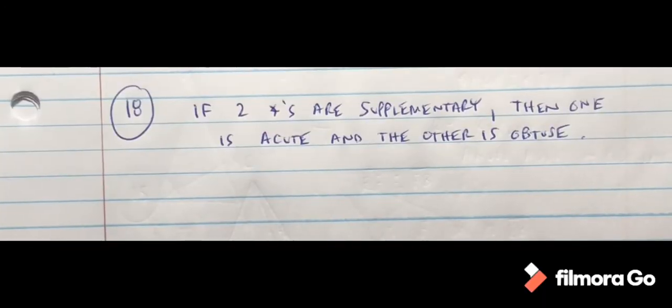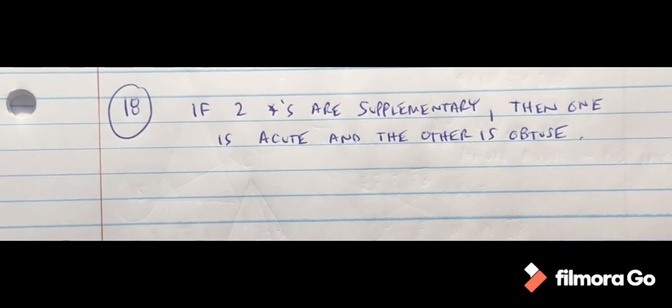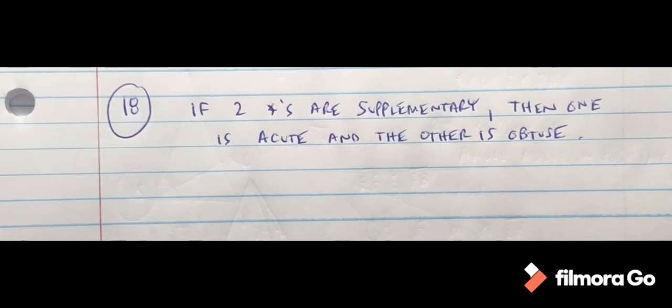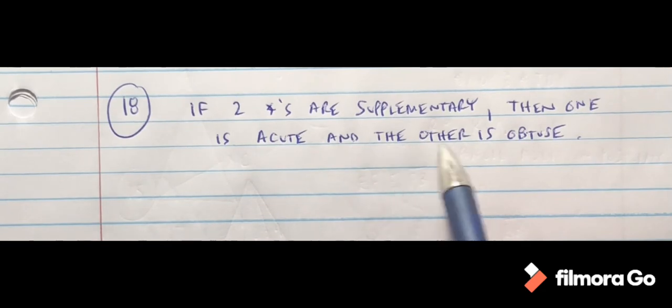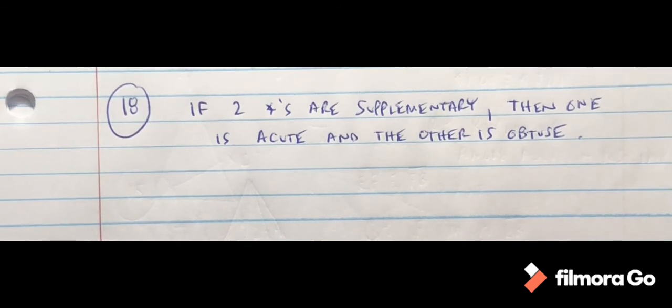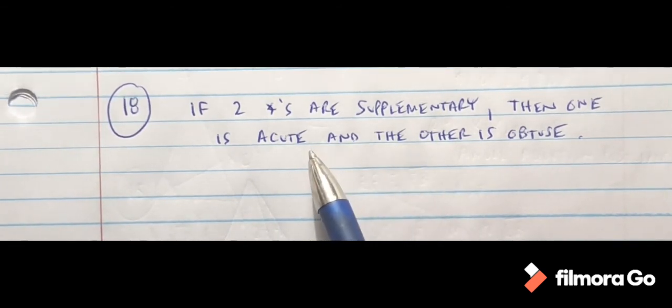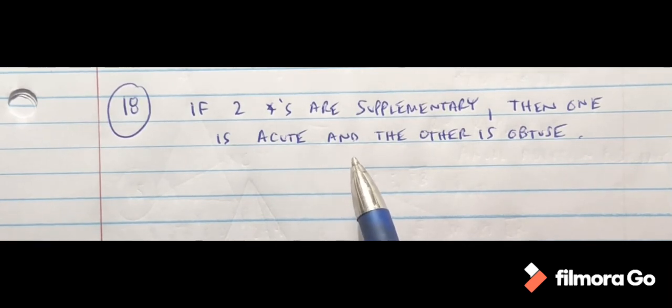Okay, for number 18, they want us to determine if the statement is true or false. Now, for the statement to be true, there cannot be any counterexamples. So in this particular one, if two angles are supplementary, then one is acute and the other is obtuse. Well, this is technically a true statement. However, there is a counterexample to this. It's possible that the angles could both be right angles.